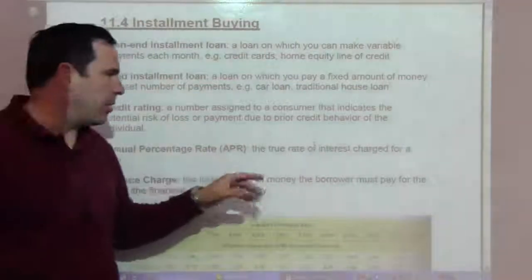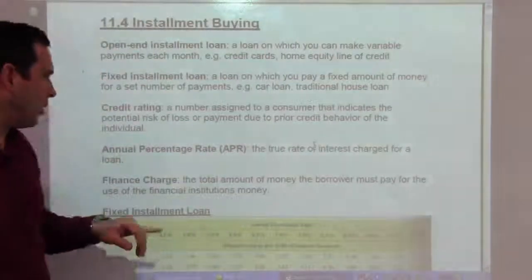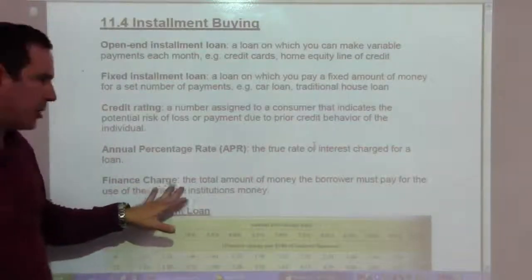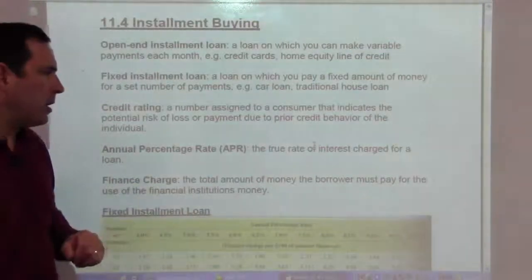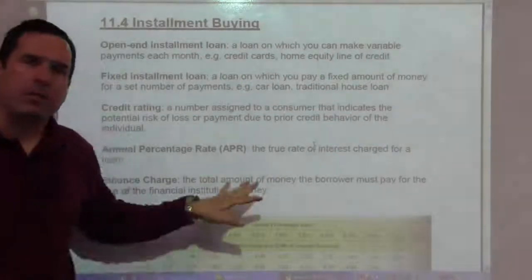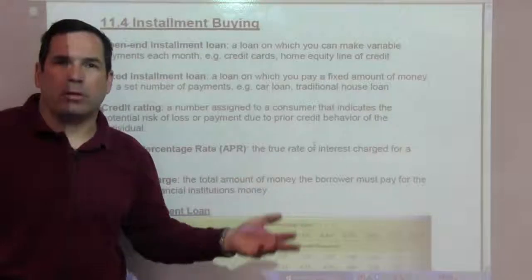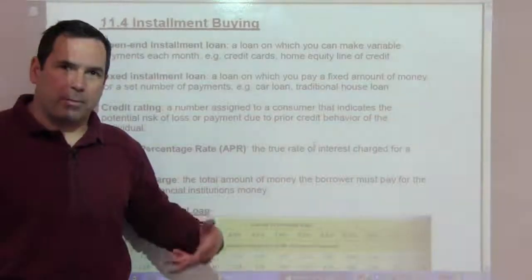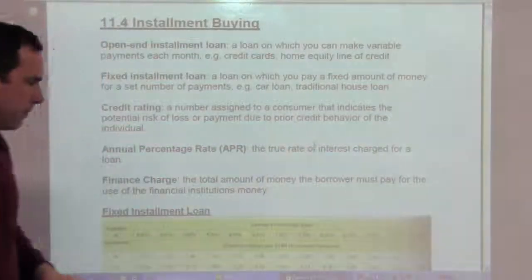Annual percentage rate, APR, is the true rate of interest charged for a loan. Finance charge is the total amount of money the borrower must pay for the use of the financial institution's money. So the finance charge isn't the principal, not the stuff you're borrowing. It's the amount accrued from interest.